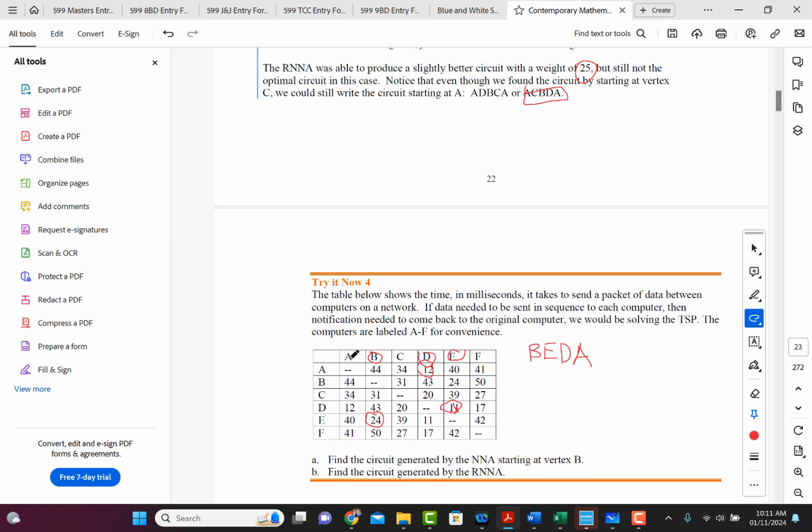And now at A, where do we want to go? Well, we want to go to C or F. So of C or F, the cheapest one is C. And then finally from C, we want to go to F, which is going to be 27.